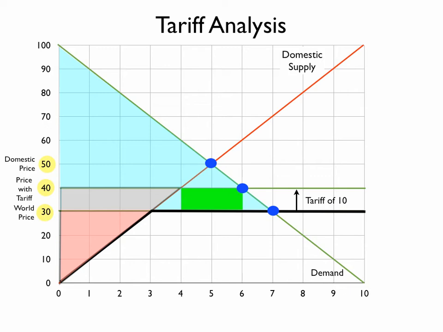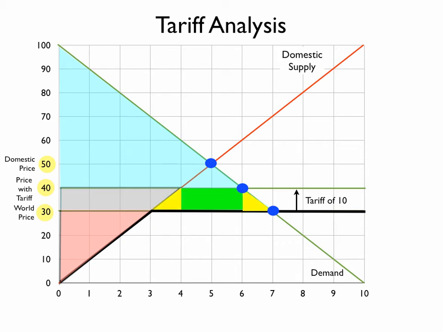Remember, our total is 6. See where the blue dot intersects the price at 40. That tells us that we're only going to have 6 units that are going to get sold. 2 of them will be provided by the international market or the importers. The first 4 will be provided by the domestic market. This area here, this green area, represents the tariff area.